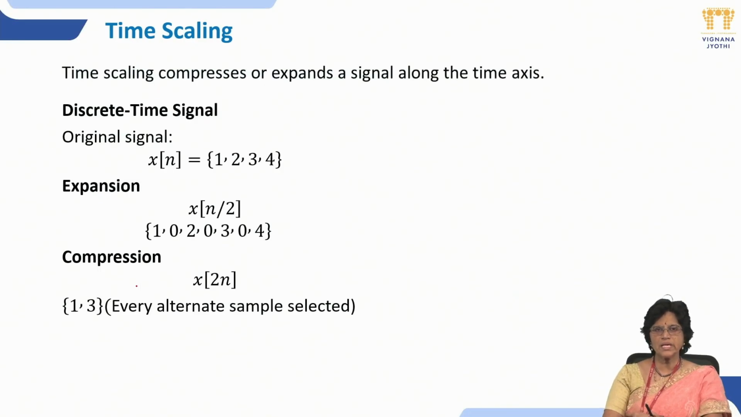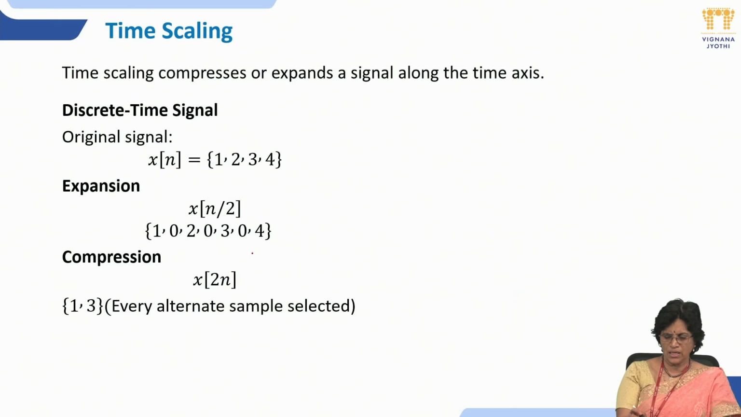Next, the same concept we extend to discrete signals. At a time, we are studying both continuous time signals as well as discrete time signals. For example, I have my x of n, which is 1, 2, 3, 4. If I want to calculate x of n by 2, see clearly here. Initially you have the signal, and in this case all positive samples only. It starts from 0, 1, 2, 3, 4 samples. This is n, this is x of n.